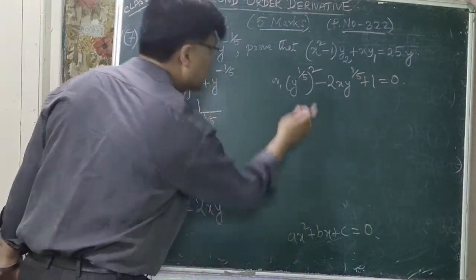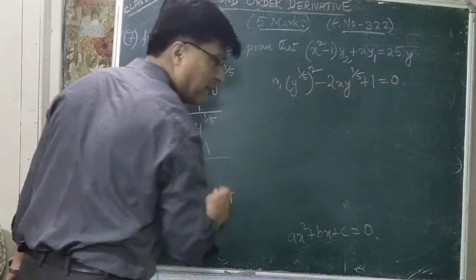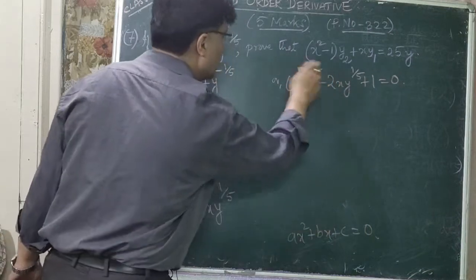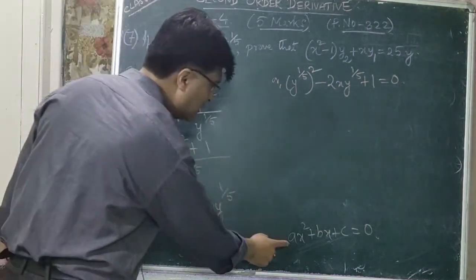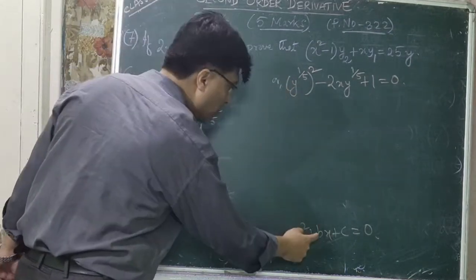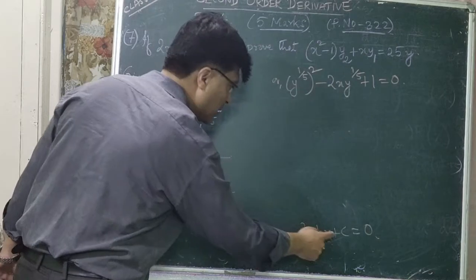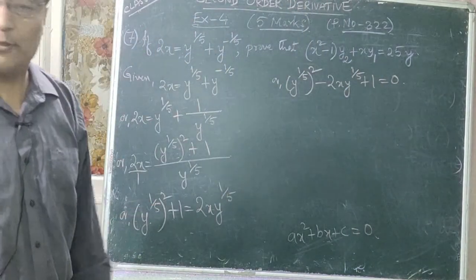So what is the value for x here? It is y to the power 1 by 5. That is, instead of x here, what is there? y to the power 1 by 5. But what is the value for a in this case? It is 1, it's already 1. The value of a is 1. What is the value of b? Minus 2x. And what is the value of c? It is 1. So I think you have understood it.